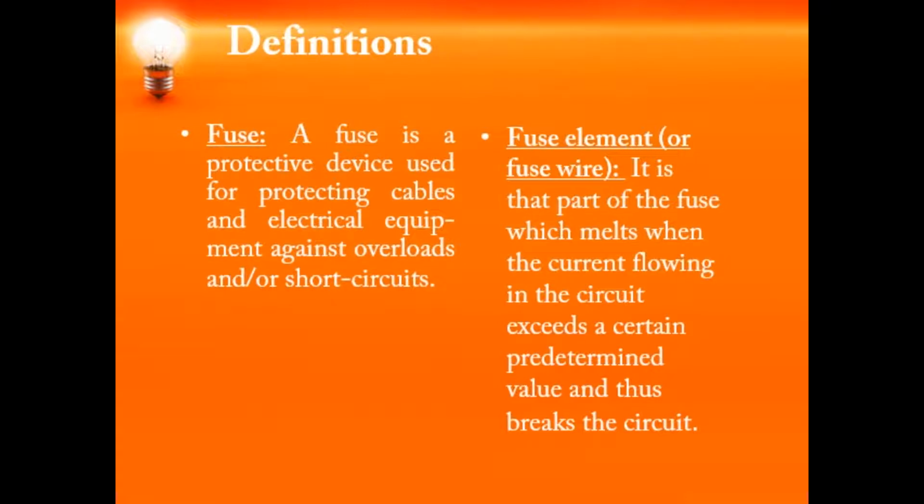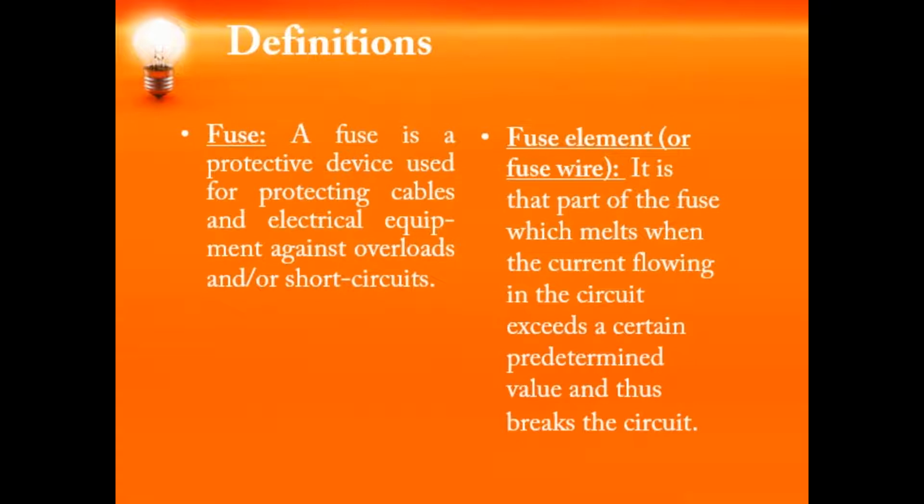A fuse is nothing but a protective device. It is used to protect cables or any other electrical equipment against overloads and short circuit. So what it does is, whenever there is a fault, the fuse element will melt. The fuse element is nothing but the fuse wire. It will melt whenever there is a current flowing through it which is above its rated current.